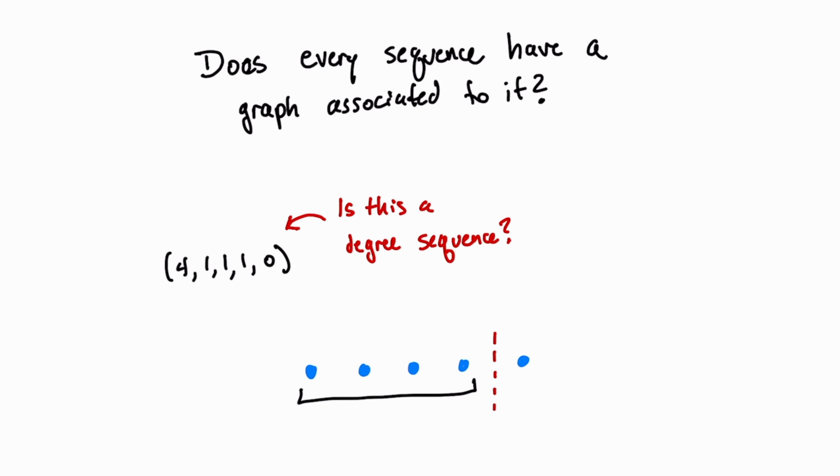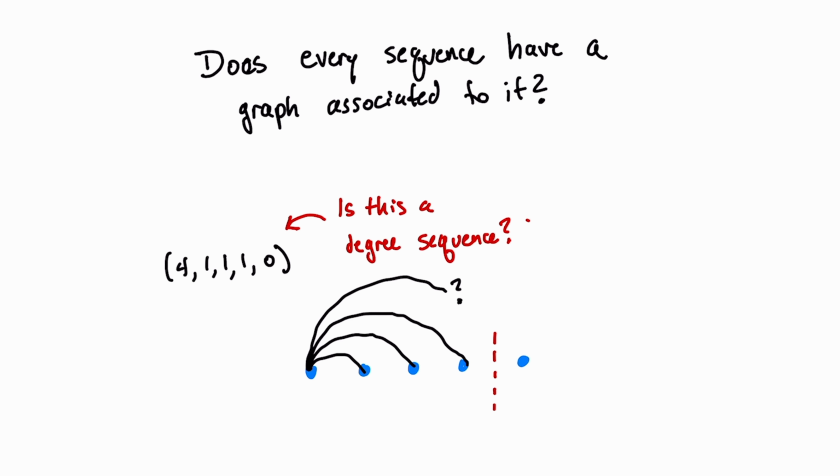If I try to connect one of them to 4 other ones, say this one, then after I connect to 3, I don't have anywhere else to put my 4th edge. So the answer to this question is no. Which means that not every sequence of non-negative integers is a degree sequence.